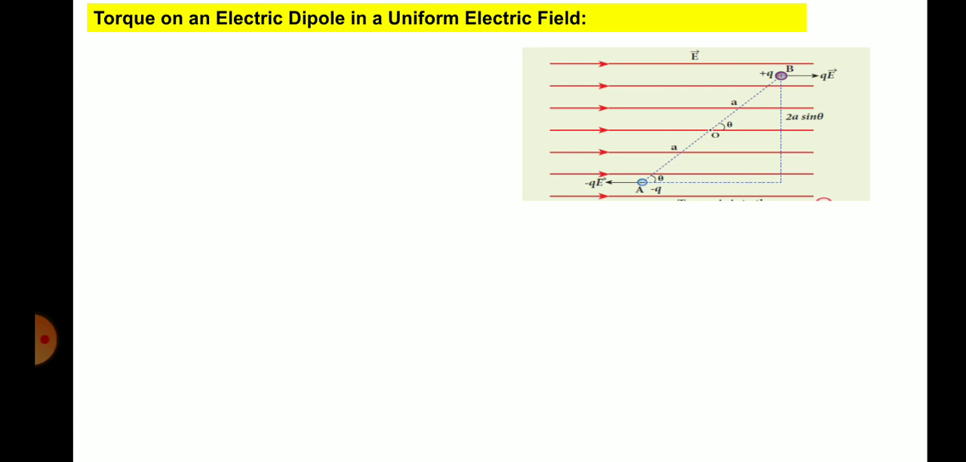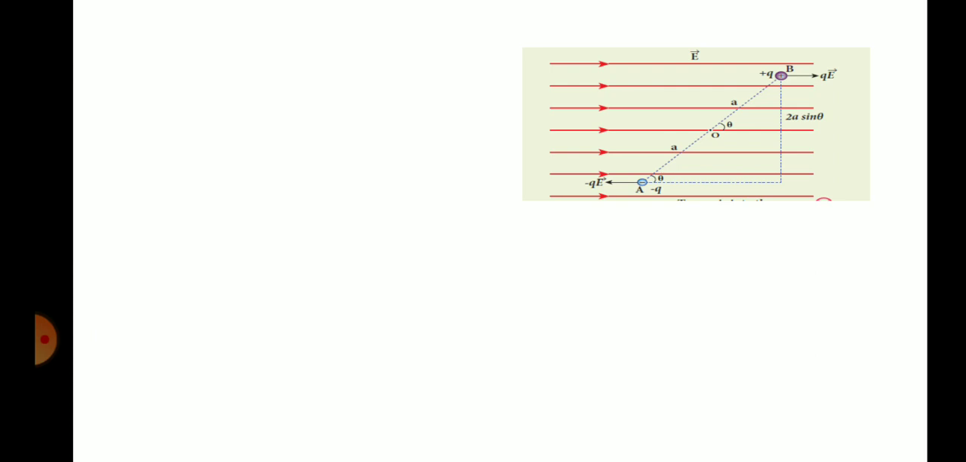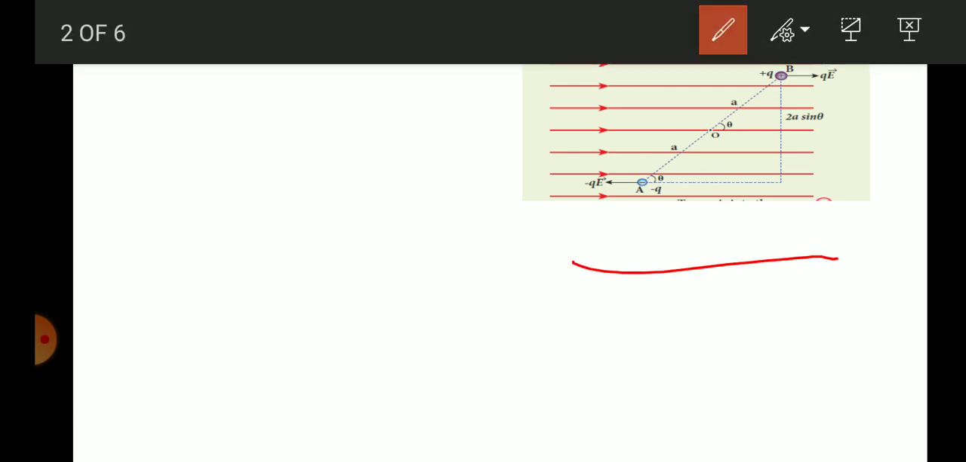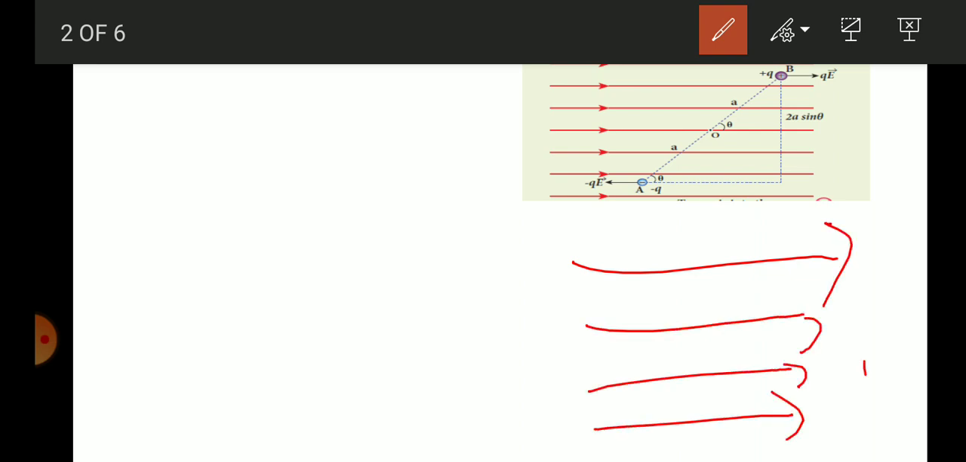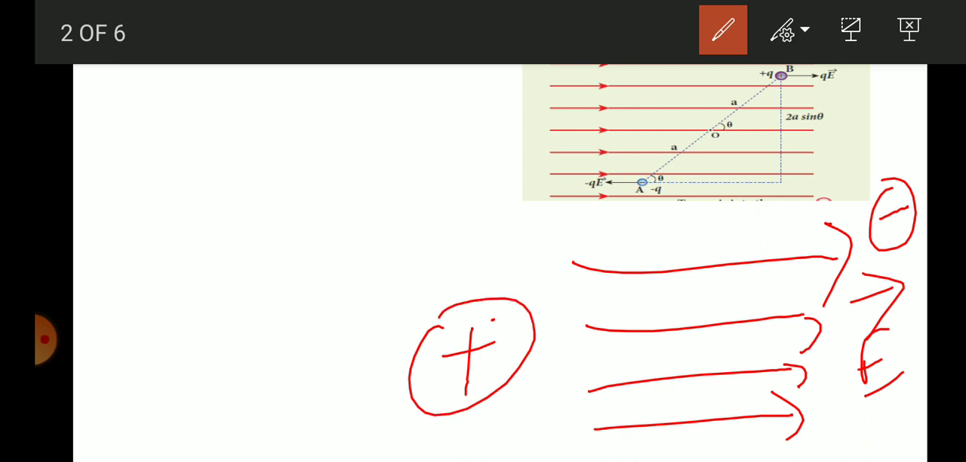In this diagram a uniform electric field acts like this. This is the direction of the uniform electric field. Here there is a plus q charge and here there is a minus q charge. The reason is that the electric lines of force start from plus q and end at minus q. So this is the uniform electric field.